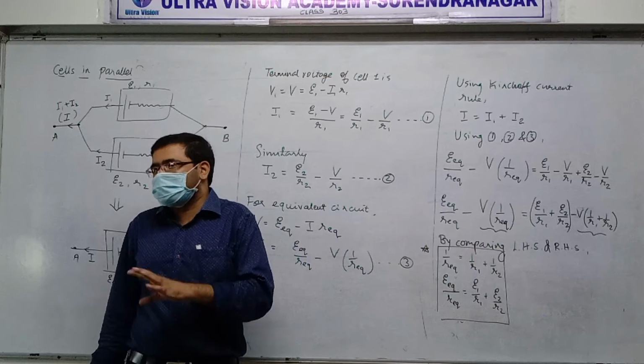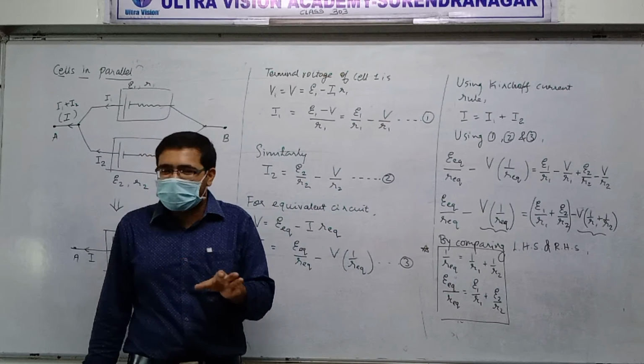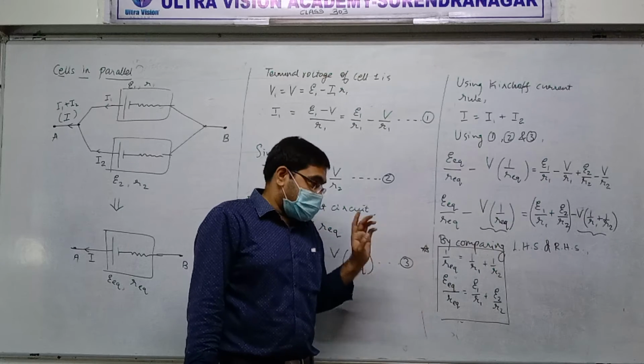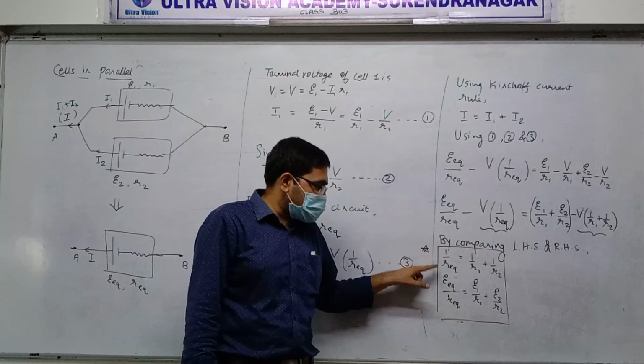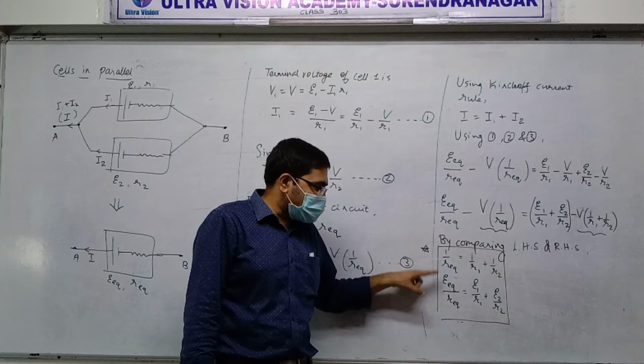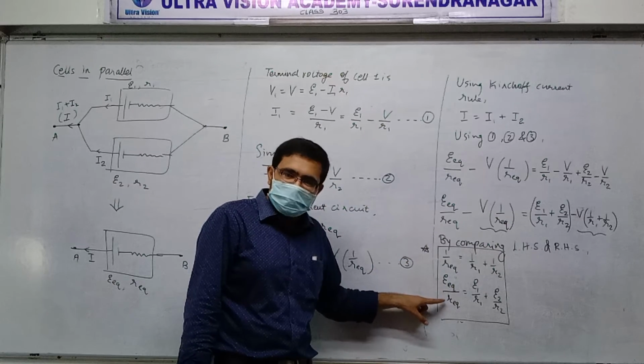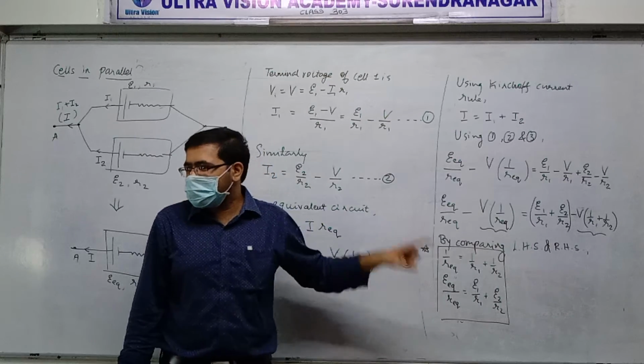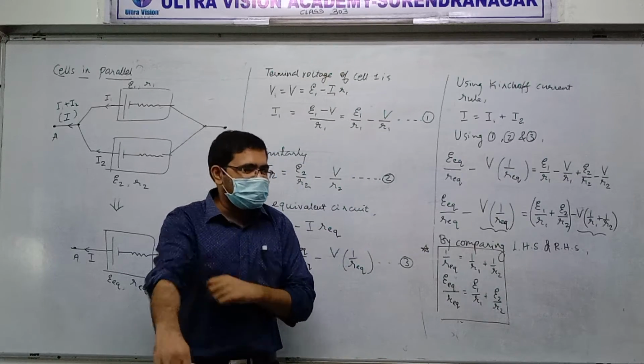The other form is more complicated, right? But yes, this is a prerequisite to that one. Why? Because there is R equivalent; without that, you will not be able to get it. Clear? What I am saying is clear to you?